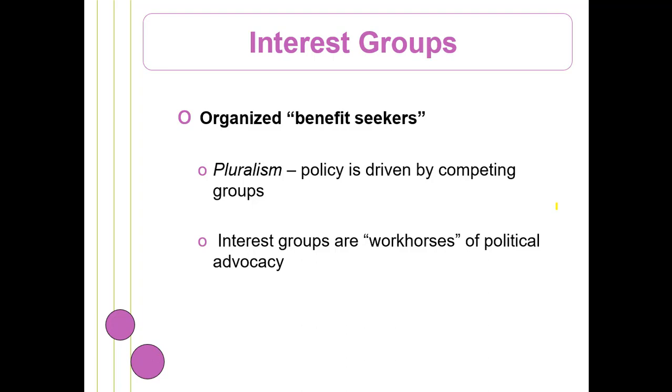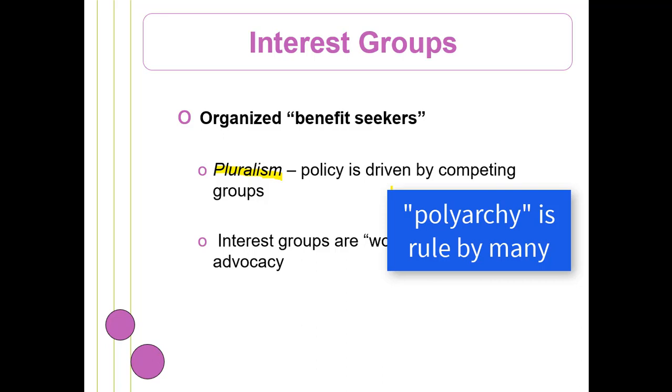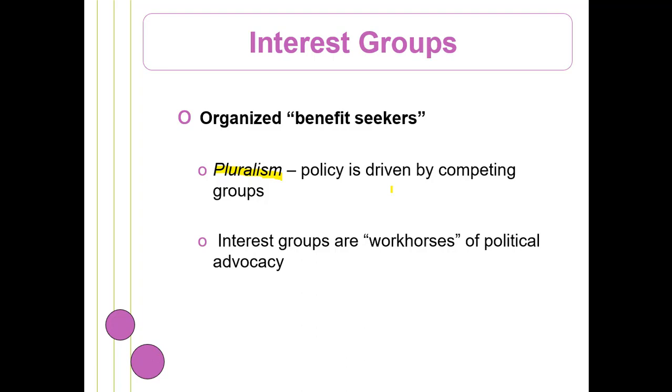And it's fairly effective. It does get a lot of criticism because interest groups do have a disproportionate voice in getting policy passed in their favor. And this is what we call the concept of pluralism, somewhat like a polyarchic type of system where policy is driven by competing groups. So good, bad, right, or wrong is beside the point. It's these interest groups that come together with like-minded people who have the same goals in mind.